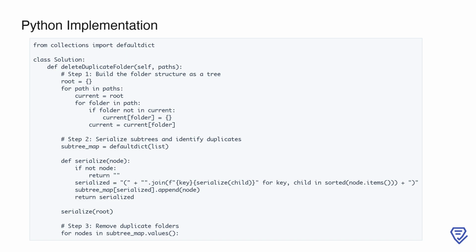Once the tree structure is built, we move to the next step, serializing subtrees. Here, we define a helper function, serialize, which recursively traverses the tree and generates a unique serialized string representation for each subtree. If a node is empty, it returns an empty string. Otherwise, it concatenates the folder names and their serialized children in sorted order, delimited by parentheses. These serialized strings are stored in a default dict called subtree_map, where the key is the serialized string, and the value is a list of nodes that correspond to that subtree. This map allows us to group and identify duplicate subtrees efficiently.